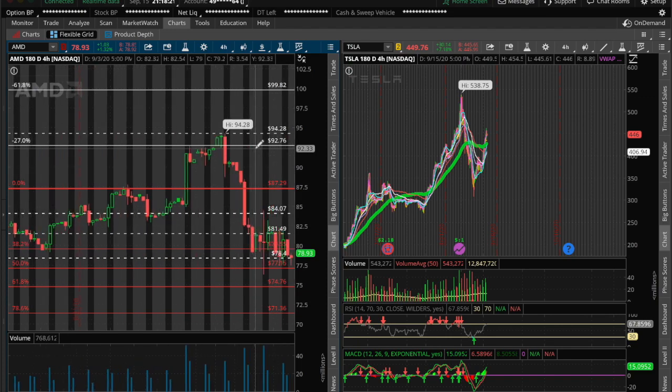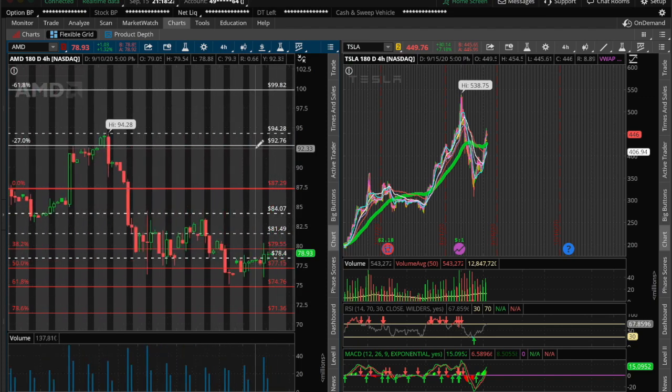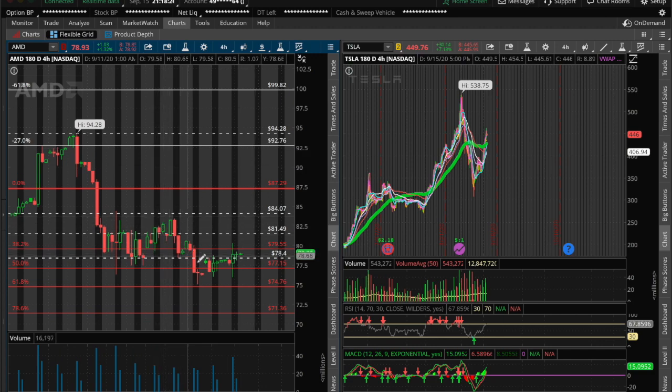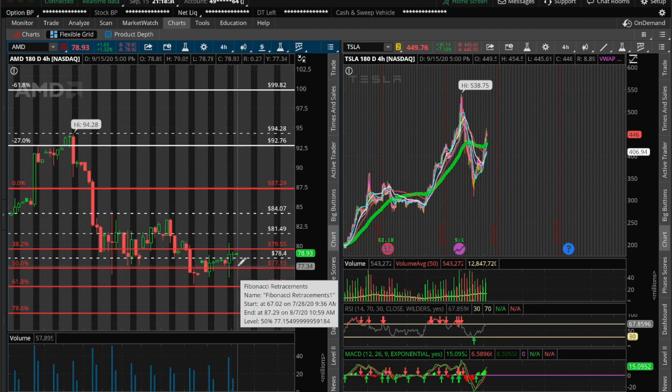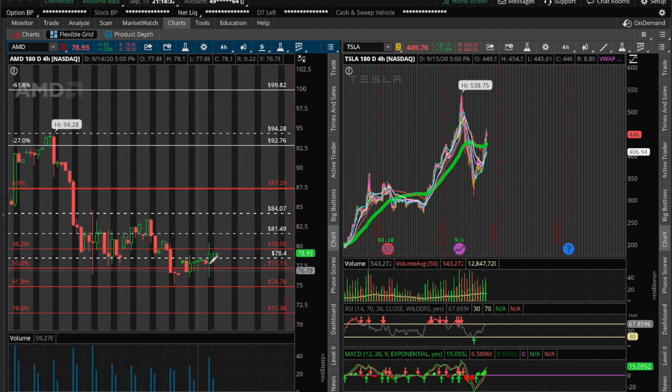So after it did that, where we're at now, so we're right here, right? As of right now, we're at the 50%. So it's been holding it for the past 3 days. So with that being said, I'm looking for it to bounce. I don't know for sure. We're just gonna have to see what it does.